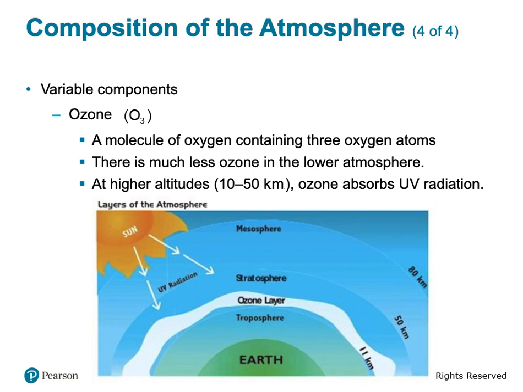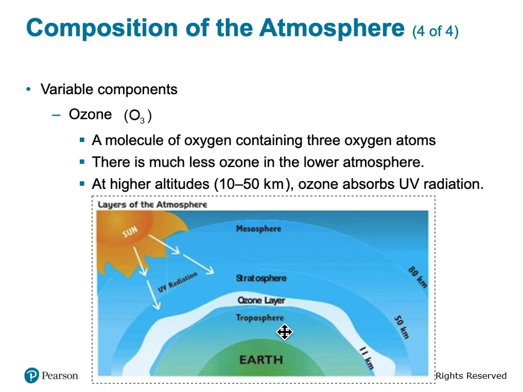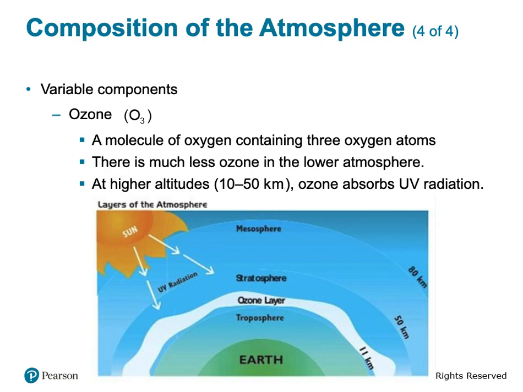So here in this diagram, we have the layers of Earth in a simplified diagram form, but just to introduce it here on this slide, we have the troposphere as our first layer, the stratosphere as our second layer, and then the mesosphere as our third layer. And within the stratosphere layer, we have the ozone layer. So this is where you could find the highest concentration of ozone, and this is found at higher altitudes from 10 to 50 kilometers.